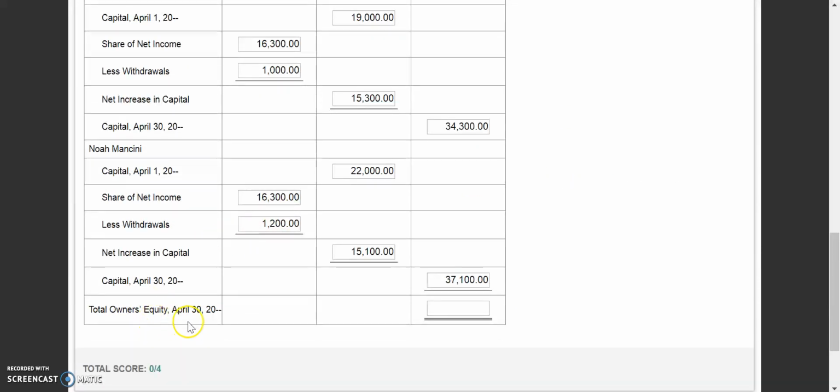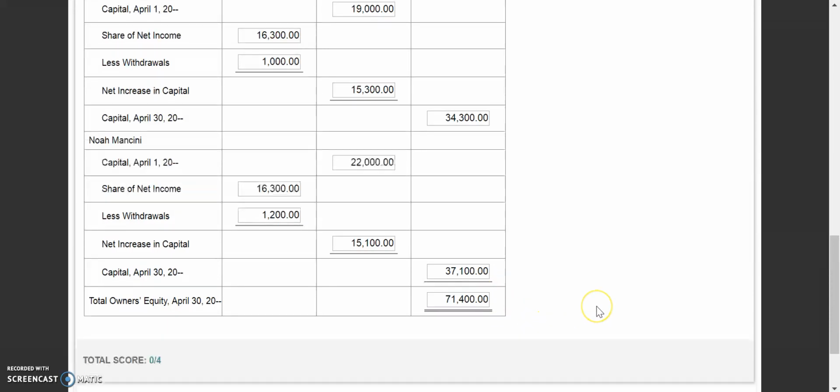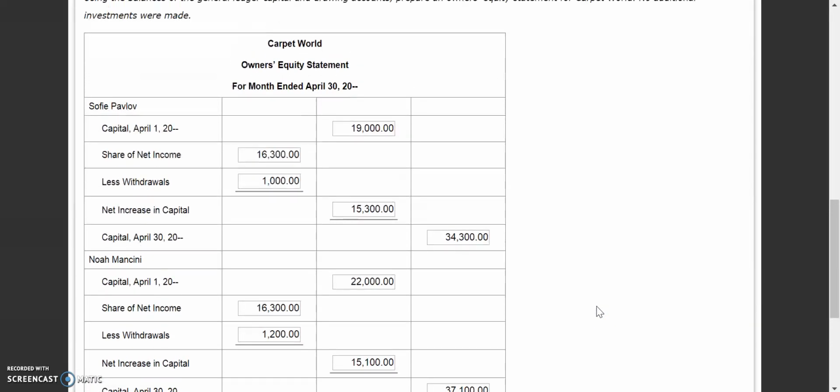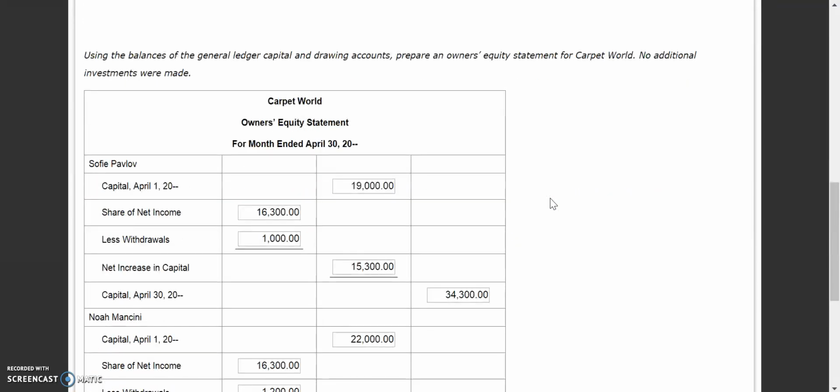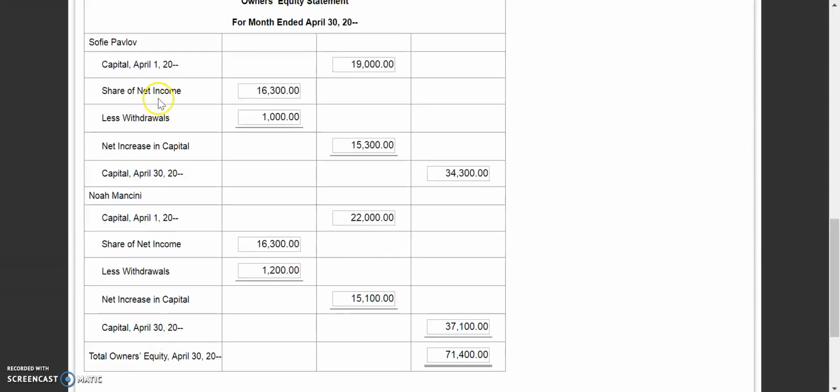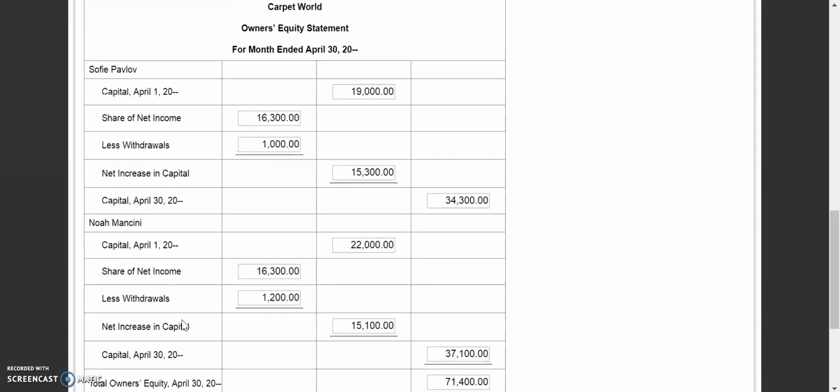So then to find our total owner's equity for the partnership, we simply add those two together because they are partners. The total for the business then is 71,400. So really overall, a pretty easy lesson, I would say, as long as you follow along and get those right. Probably will be a good idea to pay attention to the order of things here because you will likely have to do one of those on the test or possibly a workbook problem. So just want to pay special attention to that.